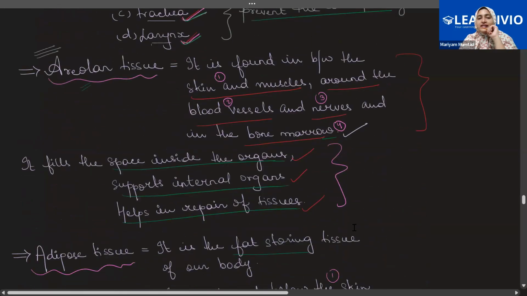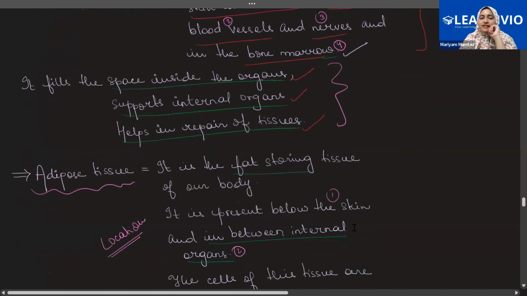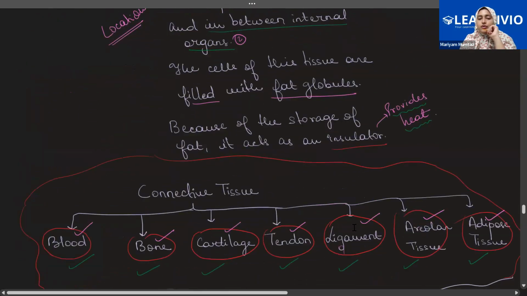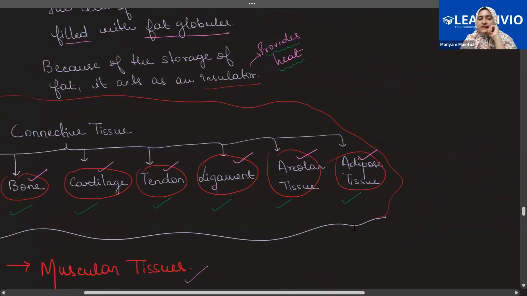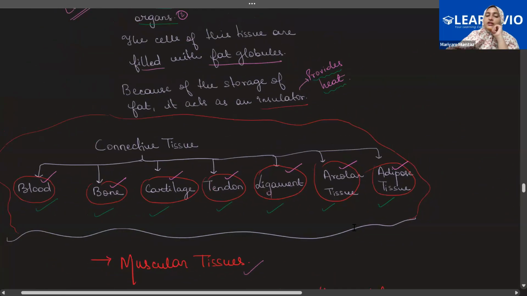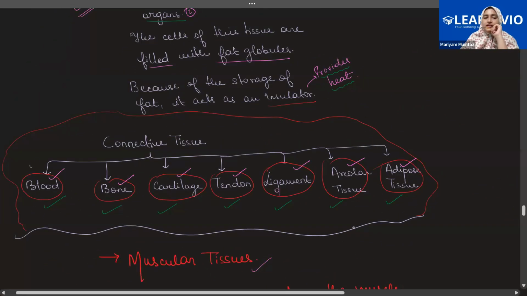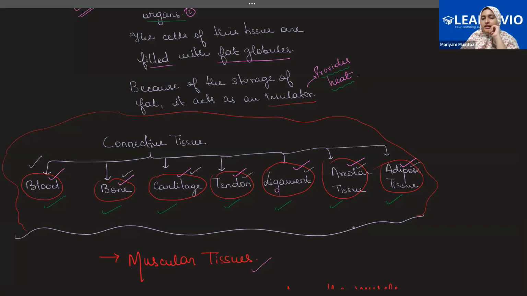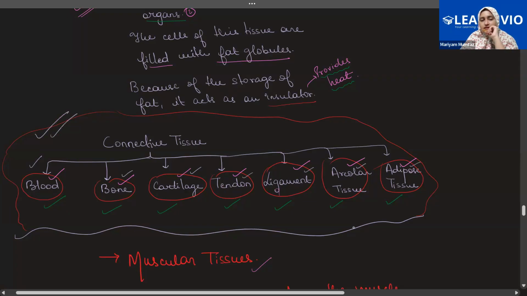Now, after this is the areolar tissue, and then there is adipose tissue. So, all in all, these are the various kinds of tissues that are connective tissues. We have blood, bone, cartilage, tendon, ligament, areolar tissue, and adipose tissue. So, students, draw this flowchart first, right now. Then you can describe each one of them. First you draw this. Put the heading as connective tissue, and then draw that.